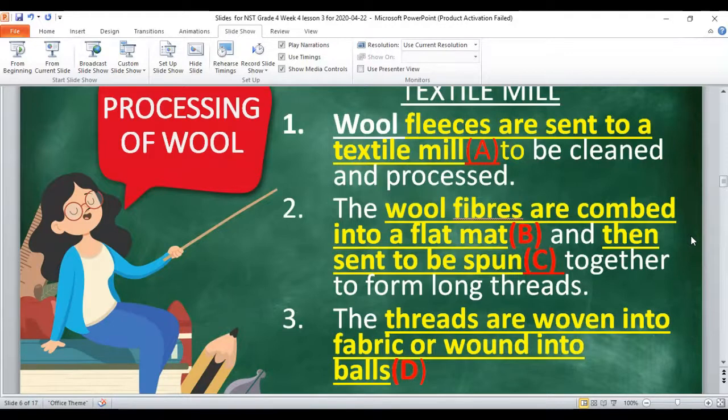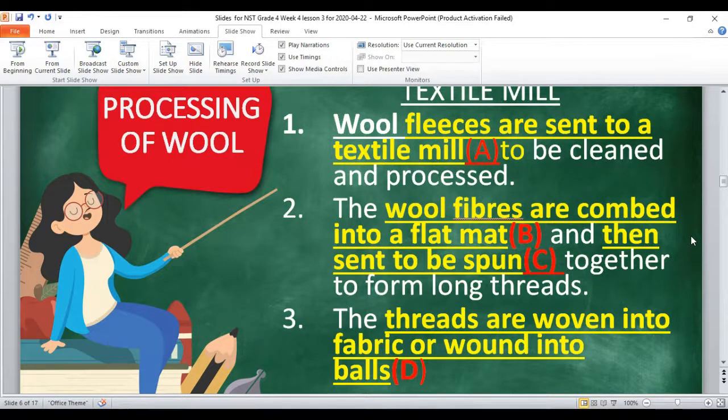I repeat again, the properties of wool: it has high specific heat resistance. It does not allow heat to travel through it easily. It is stain resistant. It does not get dirty easily. Number three, it can keep you warm in winter and cool in summer. Number four, it insulates even when wet. Then I also talked about how it is processed. Number A, fleeces are sent to a textile mill. Number B, wool fibers are combed into a flat mat. Number C, then sent to be spun. Number D, threads are woven into fabric or wound into balls.